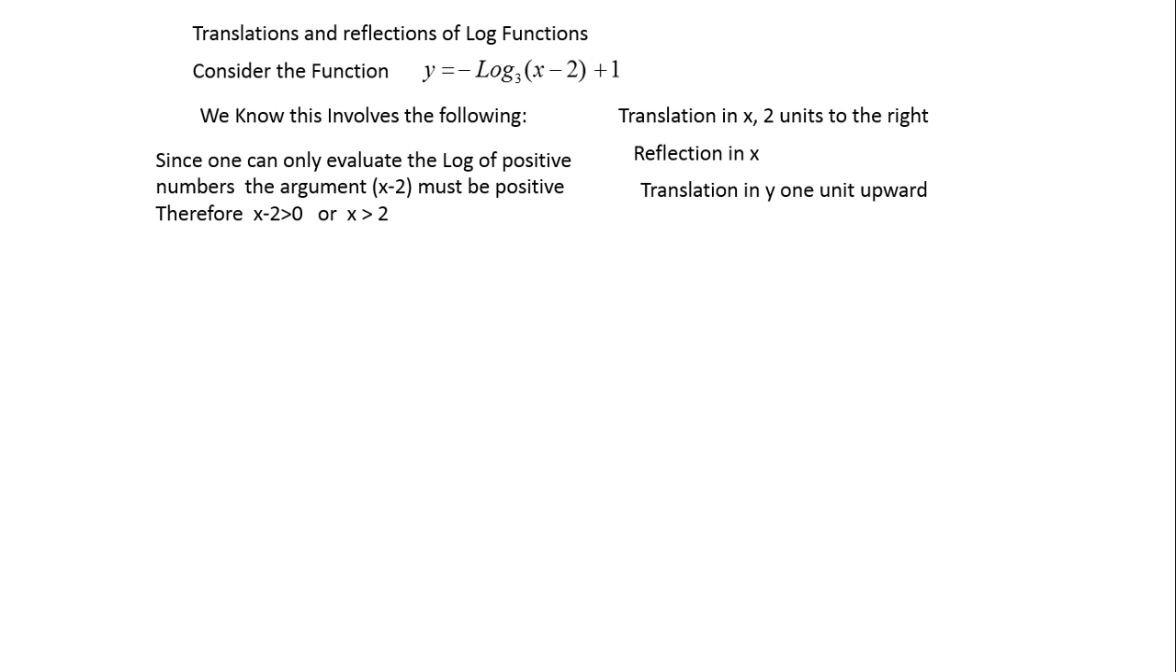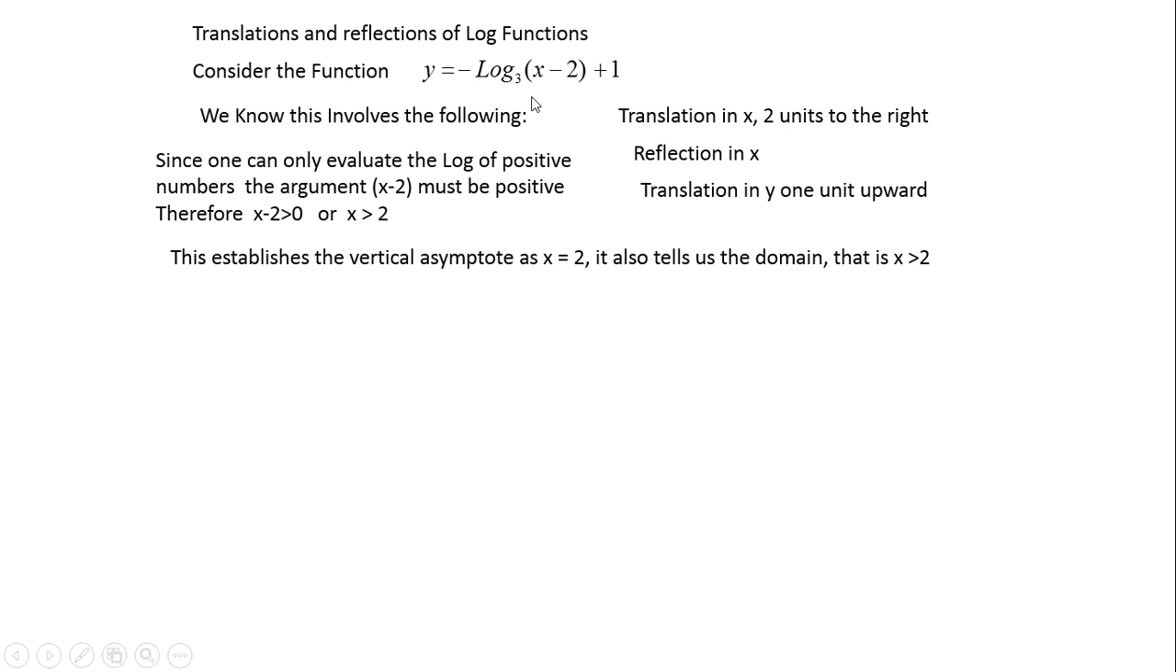So let's look at what happens when we translate this thing 2 units to the right. Now remember, you can only take the log of a positive, so that would imply that this argument x minus 2 has got to be greater than 0, which implies x has got to be greater than 2, which essentially establishes where the vertical asymptote of the log function is. At x equals 2 is the vertical asymptote for that log function.